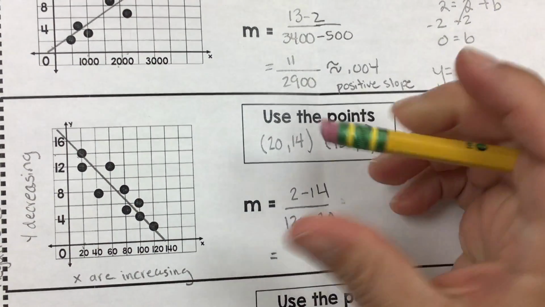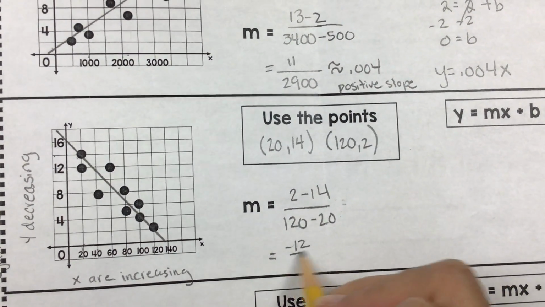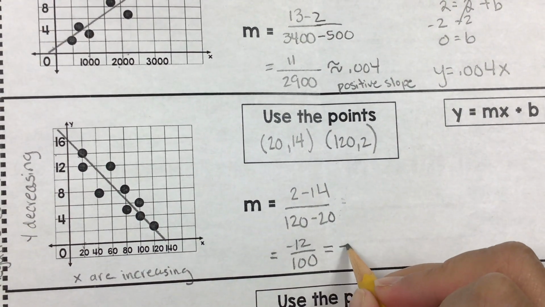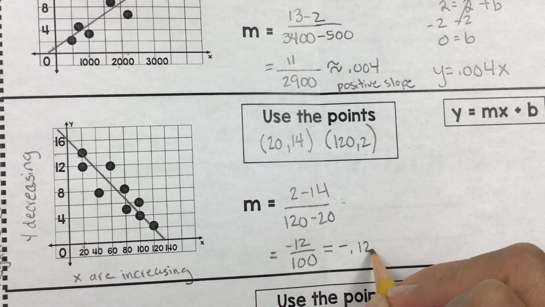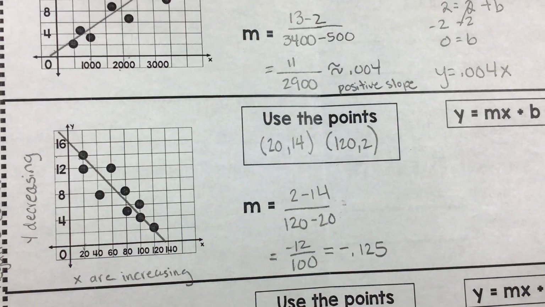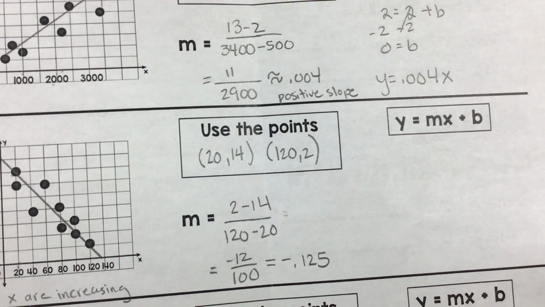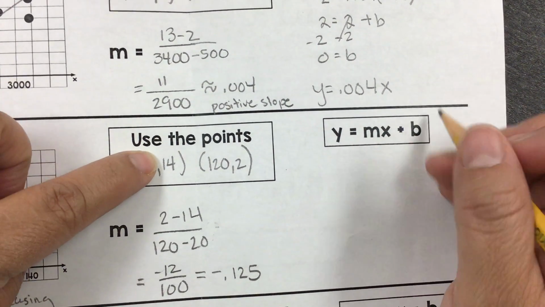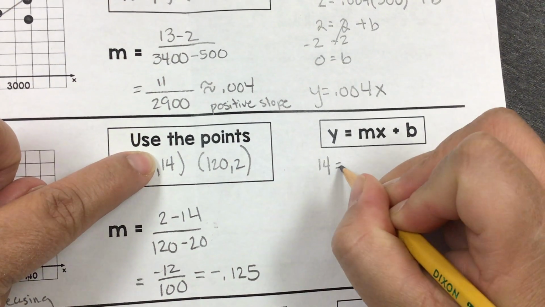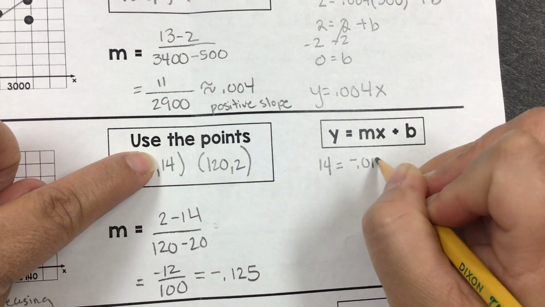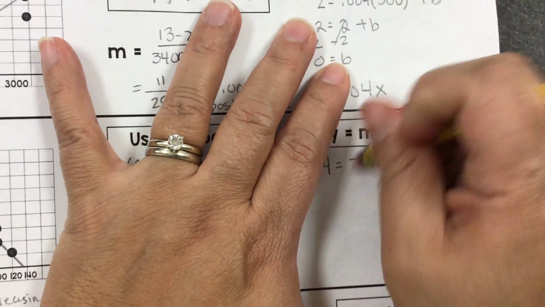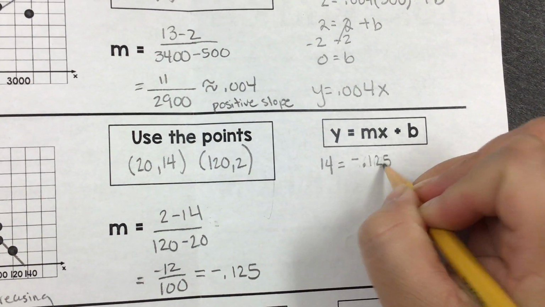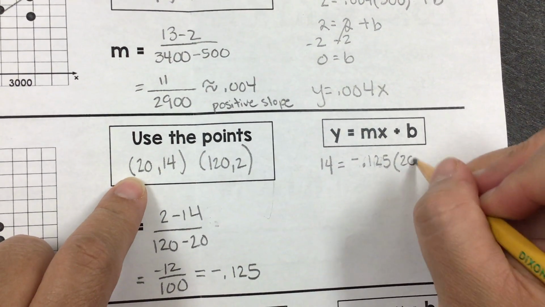Write that equal sign over here and say that this is negative 12 divided by 100. And that will equal a negative 0.12. We're going to substitute the values of the first equation. So I have 14 is equal to negative 0.12 times 20 plus b.